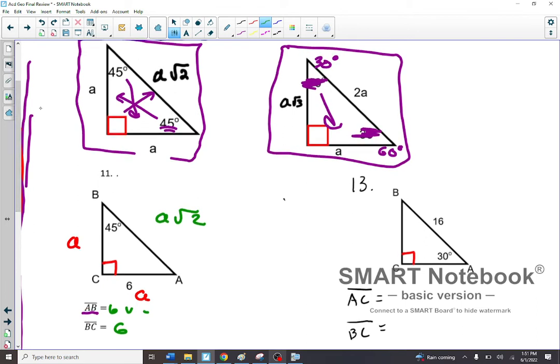So 30 should be on the top, 60 will be on the bottom. I'll have it fixed on the final review. Good question. Which one's which? The 30 should be across from the A. The 60 should be across from the A root 3. And then the right angle, or the hypotenuse, should be 2A. This is correct. This is just the formula on the top right, the formula in the purple box.